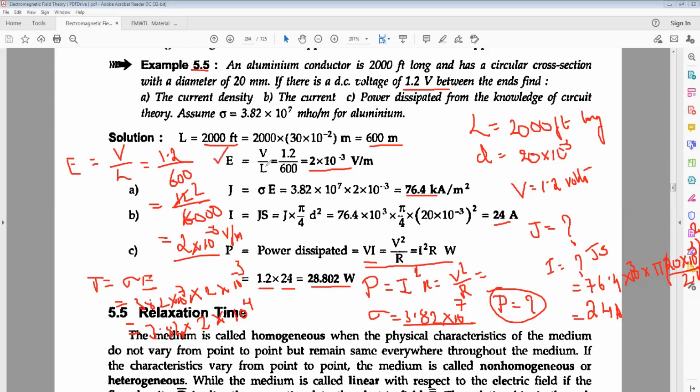So in this example also we have the formulas. E is equal to V/L, and J is equal to sigma into electric field E. The previous example also we got this, and I is equal to J × S. And the power is equal to V × I, V²/R or I²R. The V we got is 1.2 and the current is 24. So power is equal to 28.802. Got it, my students?